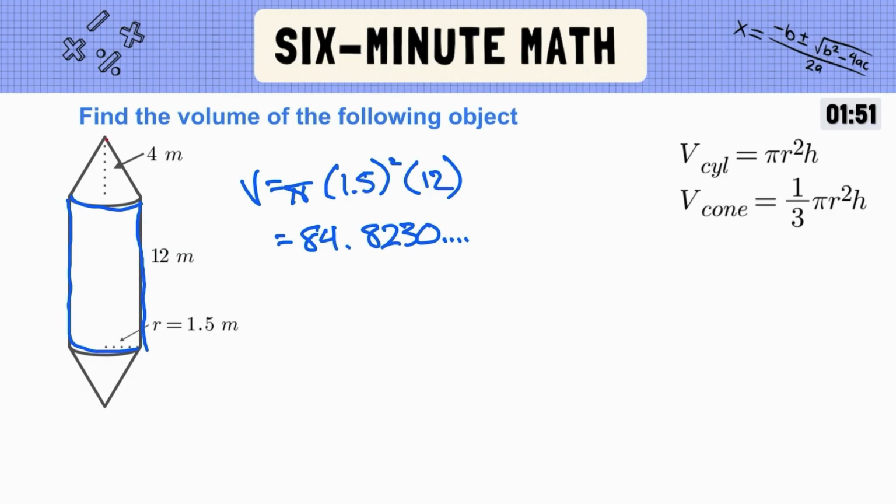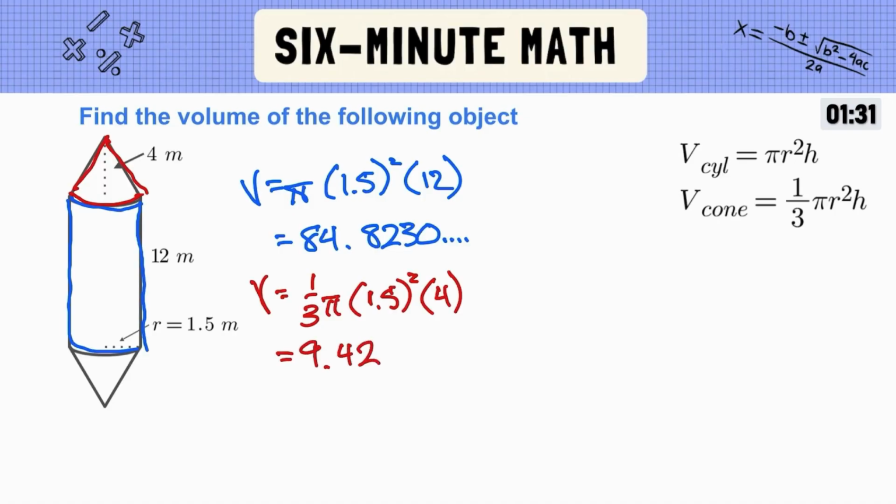And then I find the volume of my cones. So the volume of a cone is 1/3 pi times 1.5 squared times the height of that cone of 4. Plug that into a calculator for 9.42477. And then I have to understand that I have 2 cones, so I'm going to take that and multiply it by 2 for a volume of my cones of 18.84955.